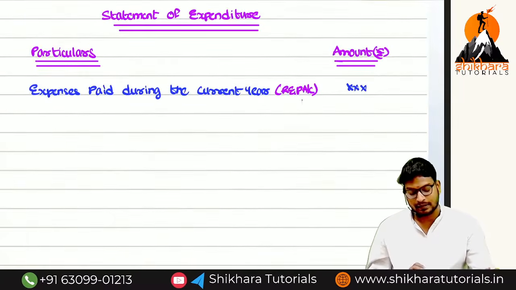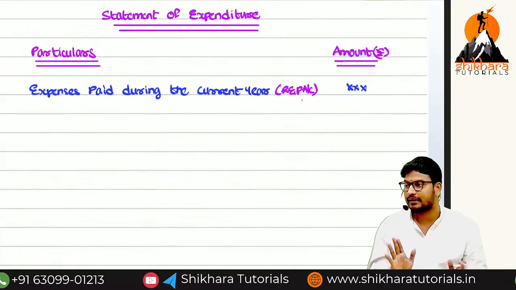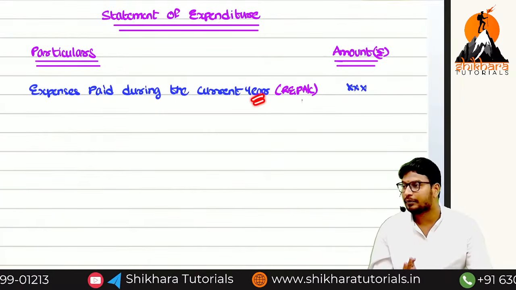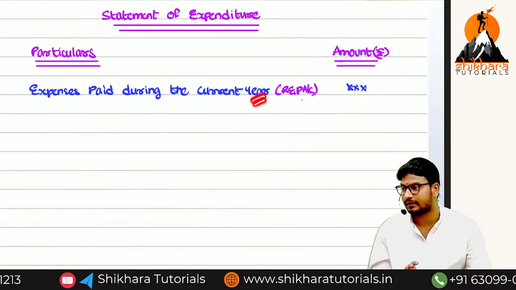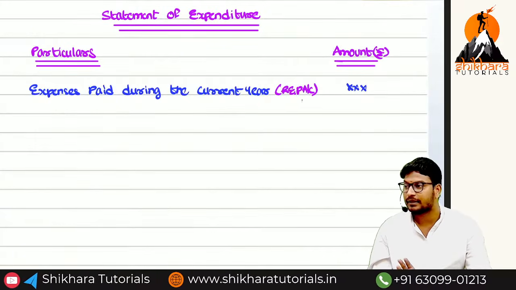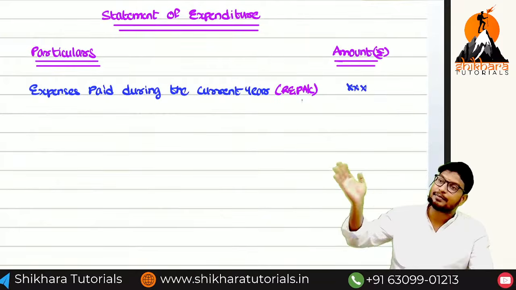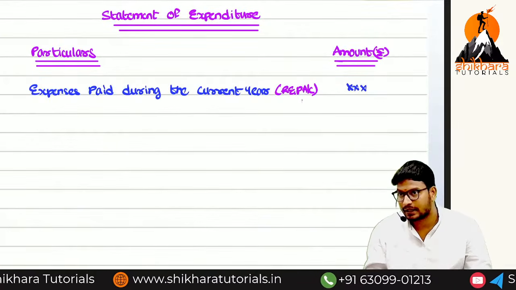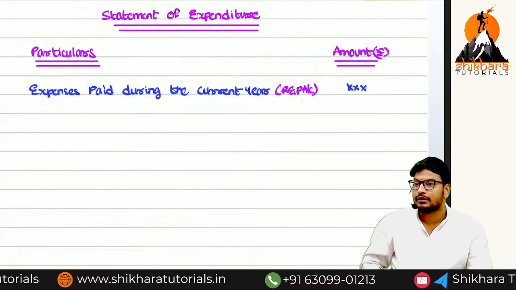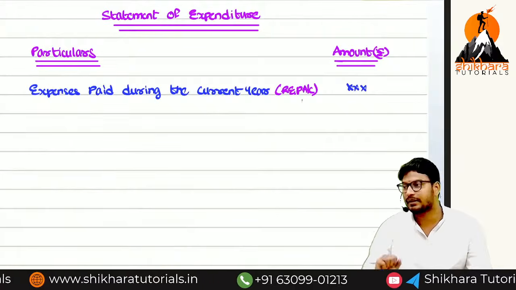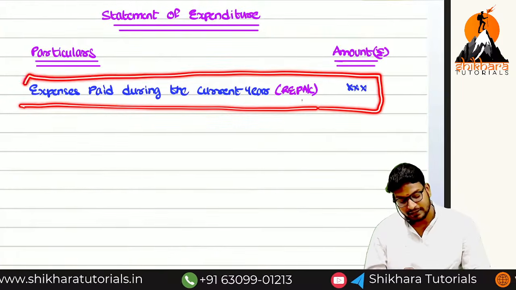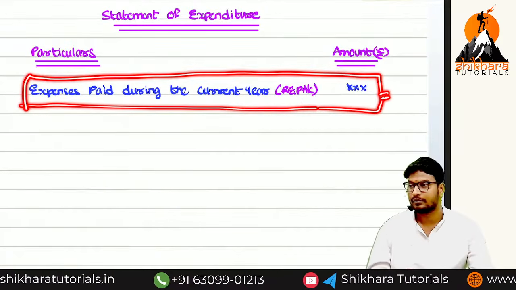So see this one, the total expenses paid during the current year. That means prepaid expenses will be there, yes. Outstanding expenses will not be there, but previous year outstanding expenditure will be there. Previous year prepaid expenses will not be there. Whatever expenses we have paid in total in the current year will appear here.